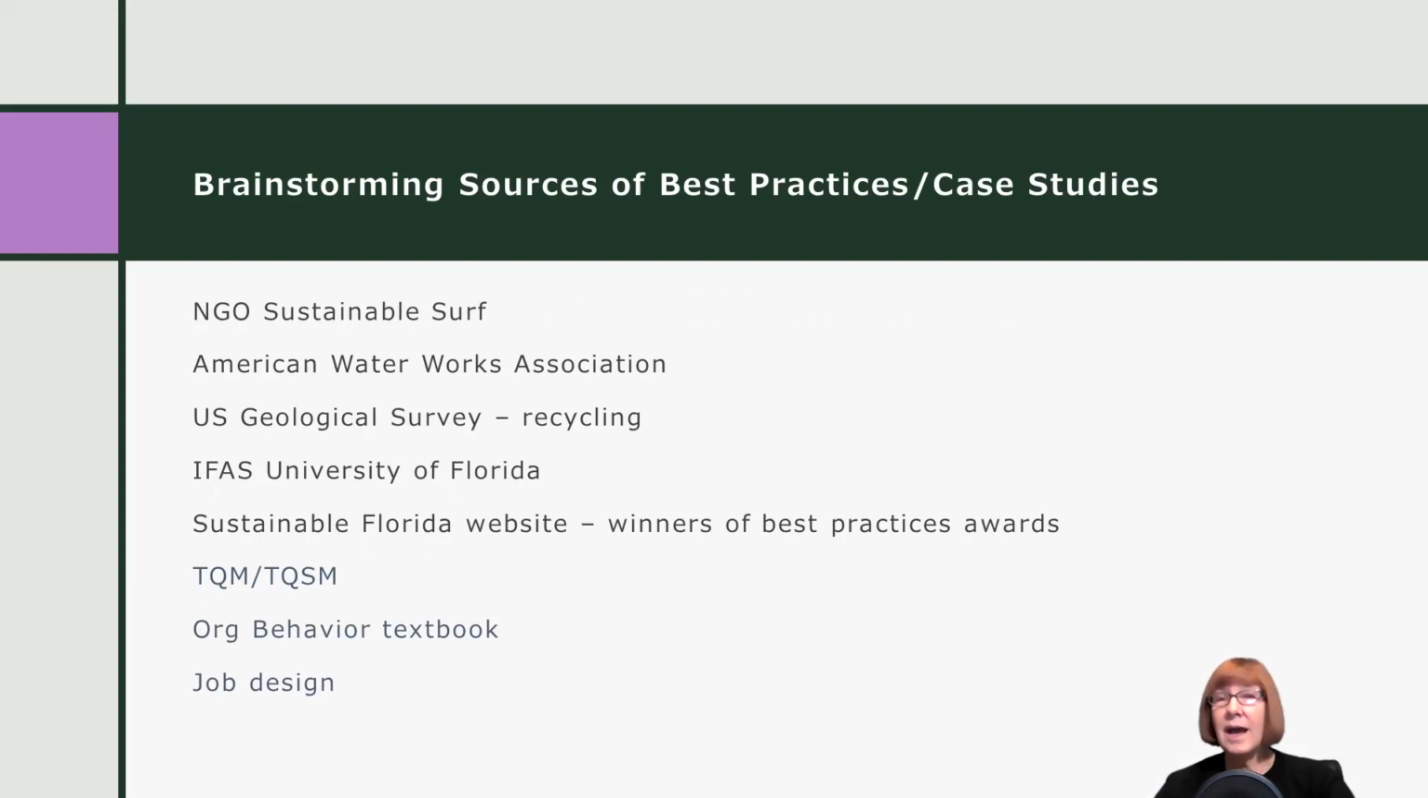Let's see, IFAS, anything having to do with gardening, agriculture, whatever. IFAS, University of Florida, has got awesome material. The Sustainable Florida website has winners of best practice awards. So do some others, and you might take a look at that. You've learned TQM, TQEM, TQSM. Those are best practices. If you're doing behavioral changes, you might check your organizational behavior textbook and things on job design.